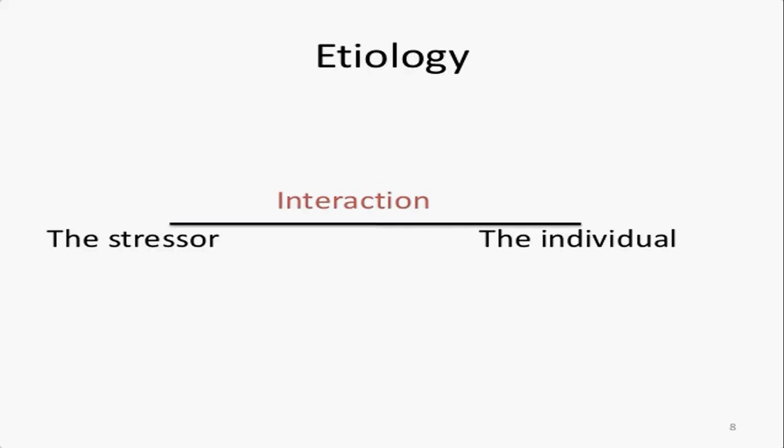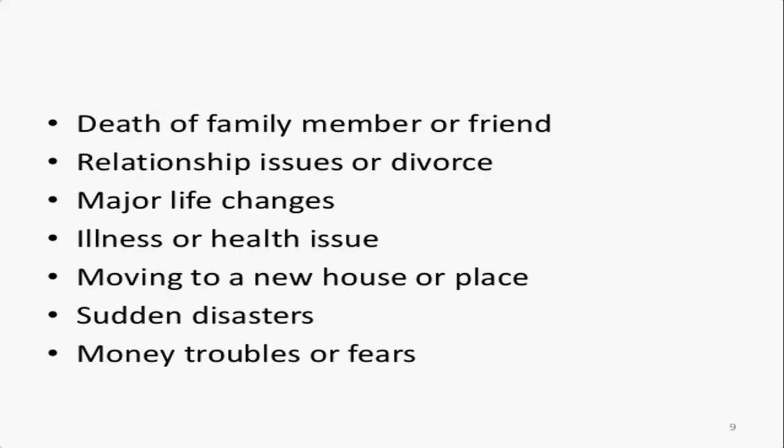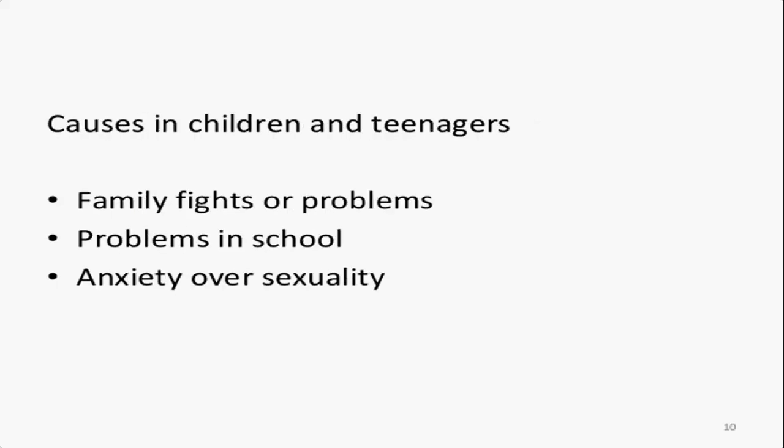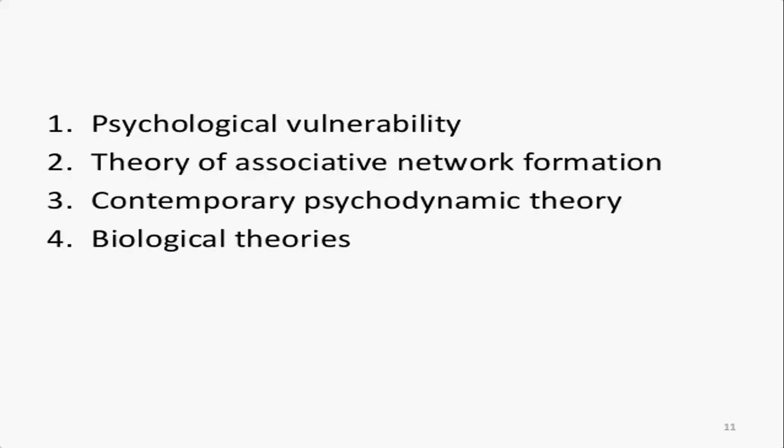The stressors can be family members or friends, relationship issues or divorce, major life changes, illness or health issues, moving to a new house or place, sudden disaster, money troubles or fear. Causes in children and teenagers include family fights, problems in school, and anxiety over sexuality. These are the causes that you can find in children and teenagers.